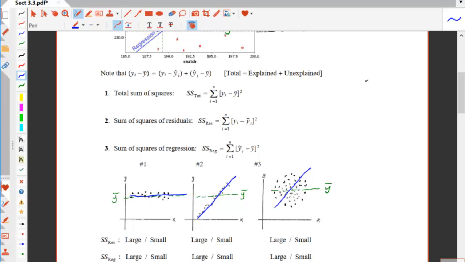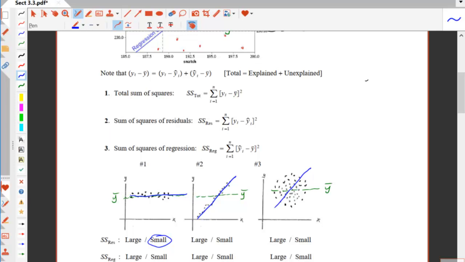Now, back to case 1. Is SS residual large or small? SS residual is measuring the deviation between the actual values and the predictions. So that's the vertical distance between the black dots and the blue regression line. Those are individually small, and so when I square them and add together, I get a small number.